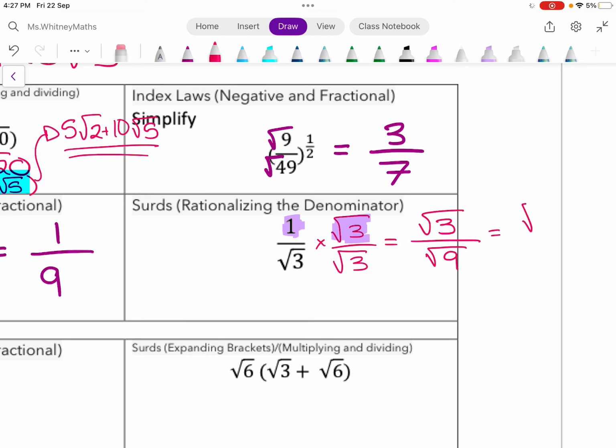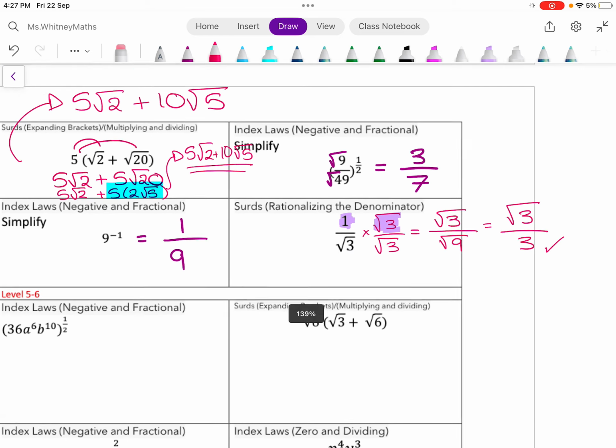Now the goal is to have a rational number on the bottom. So I would have 3 on the bottom. A rational number is a number that's not a surd. So that is it. Okay, moving on.